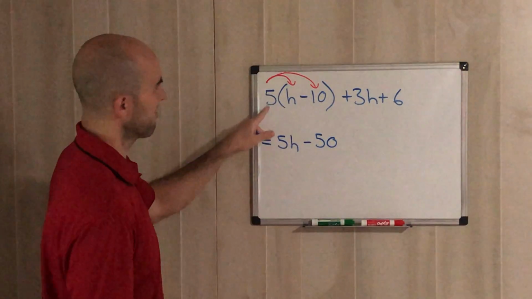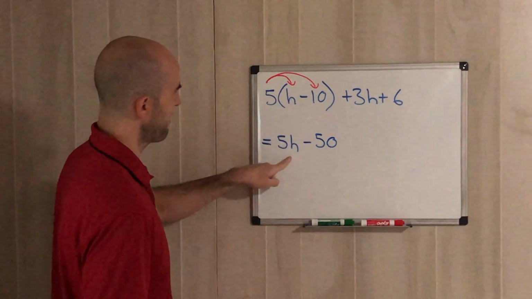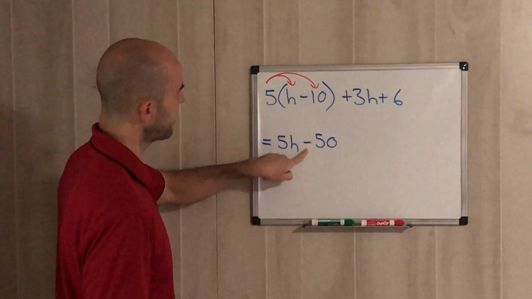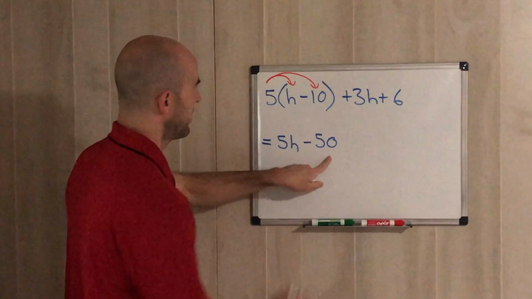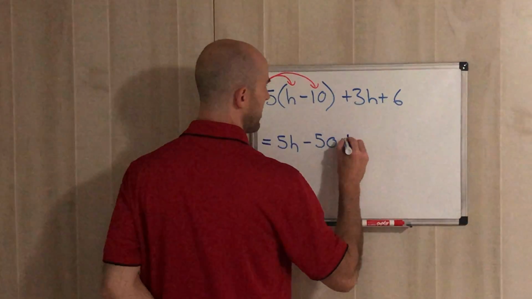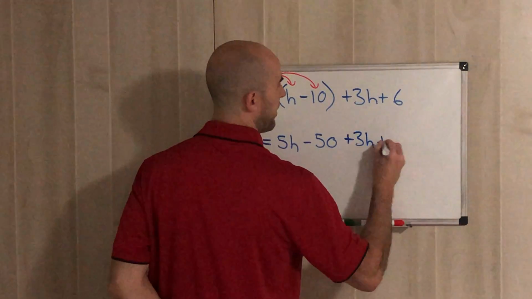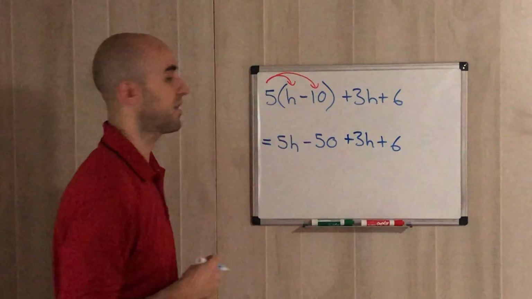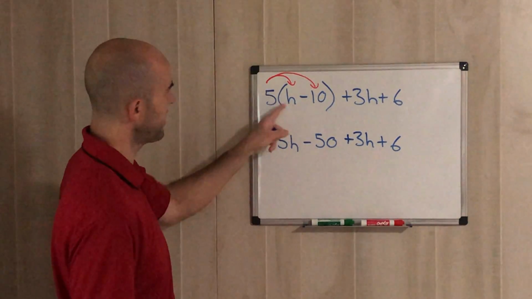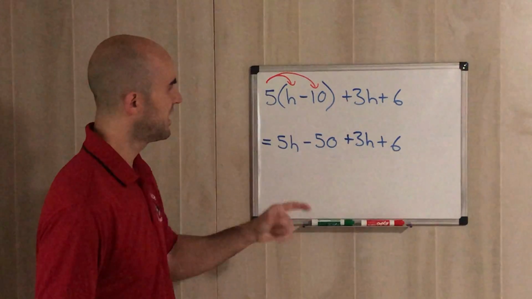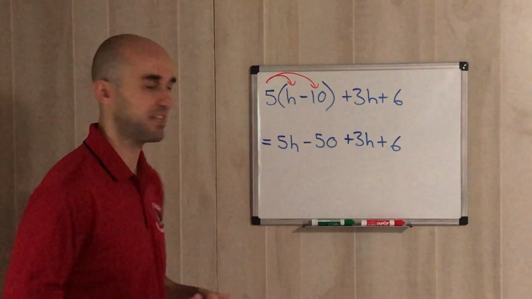So all I did there, right? 5 times h was 5h. There's a minus sign, right? Since there's no negative, minus. 5 times 10 is 50. And now we bring down what we had, right? Plus 3h plus 6. And now we're not done, right? Because even though we distributed, 5 times h, 5h, 5 times 10, 50, now we can combine like terms, right?